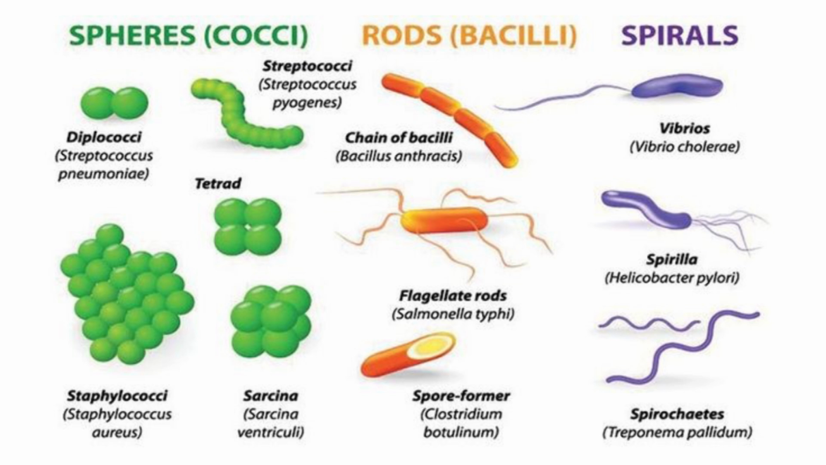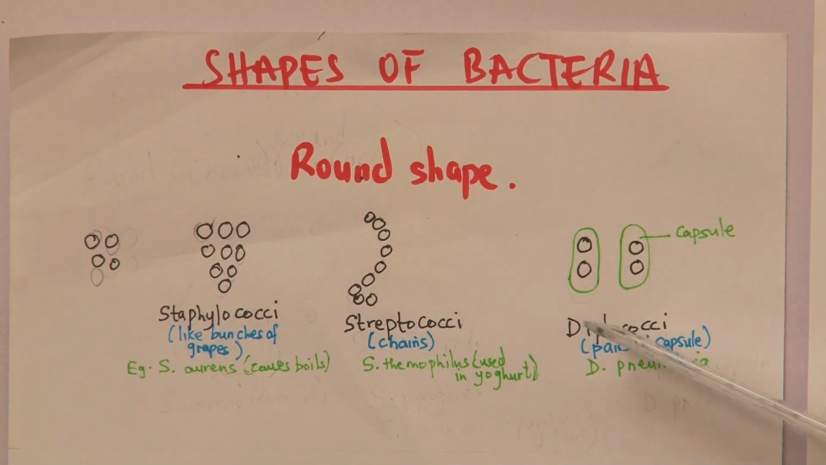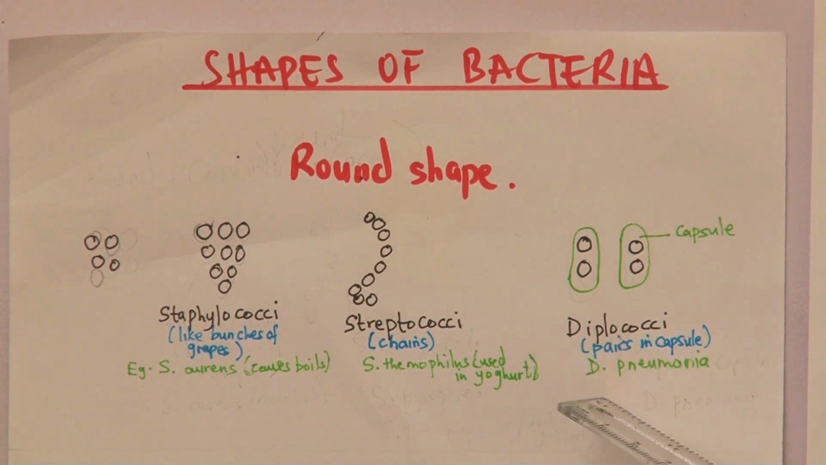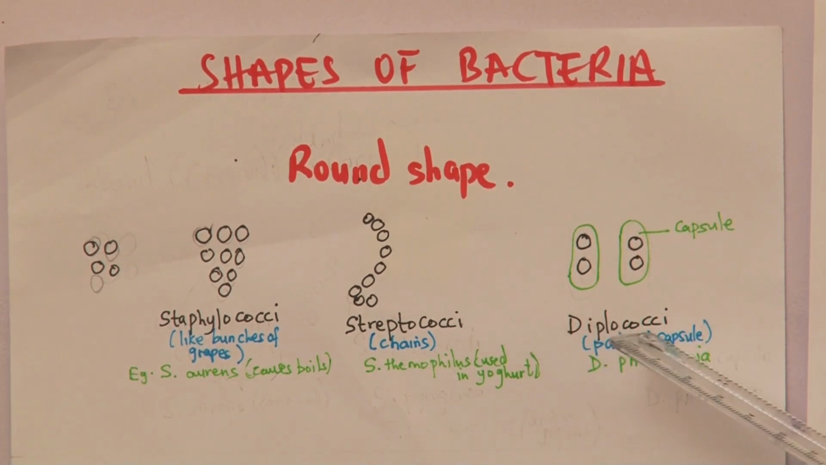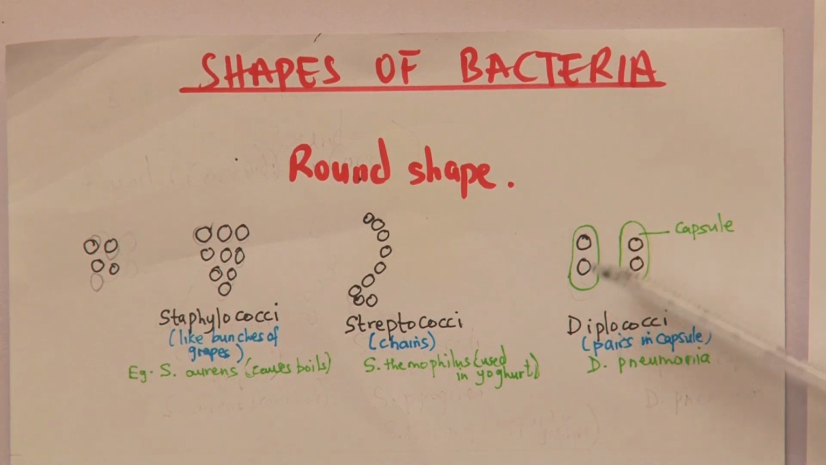You have some bacteria that are round, but they are arranged like a chain. And you have Streptococcus in here. All right? Then you have this round bacteria that has a capsule around them. There are 2 cells in a capsule, and the capsule is a thick structure that protects the bacteria. This one causes pneumonia. So you have Diplococcus pneumoniae. This is how the bacteria looks like. Very, very solid in the capsule.